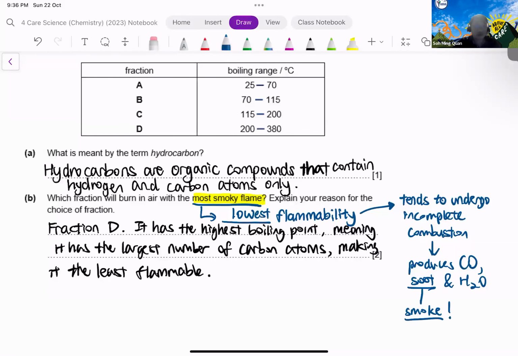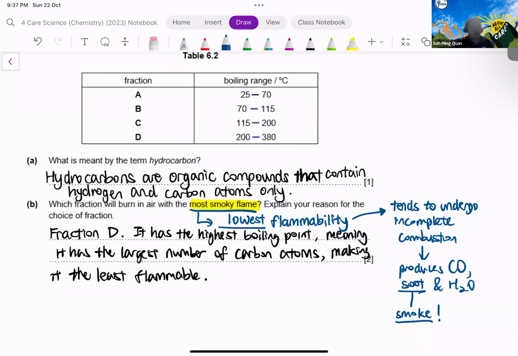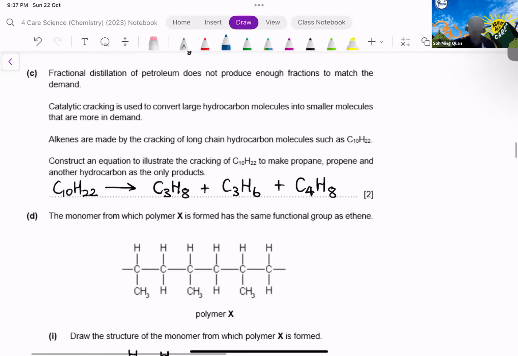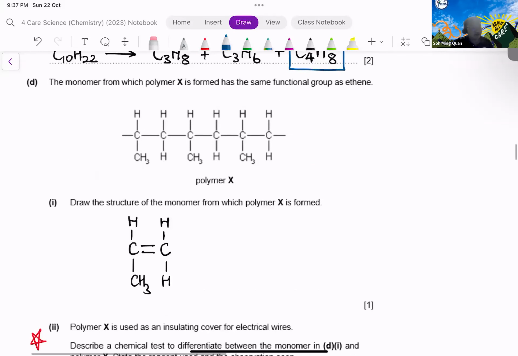Okay? Okay, so I shall go through the remainder of the questions a little bit quickly. So part C, I think I'll just leave it up to you to work out the equation for cracking. In particular, you will need to work out the final product is actually C4H8. Next, part D. Draw the structure of the monomer.